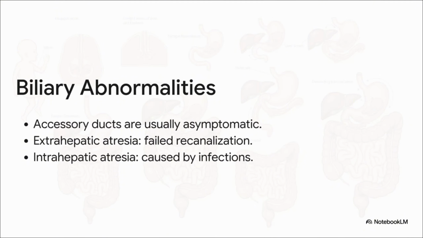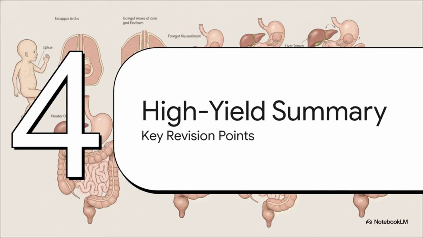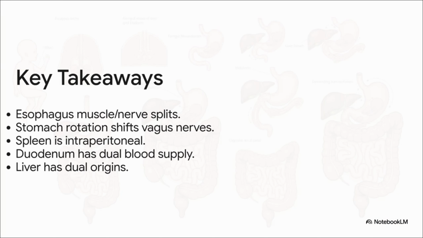Even rarer is intrahepatic duct atresia, seen in about 1 in 100,000 births, which can actually be triggered by fetal infections. Okay, home stretch. Section 6, high-yield exam summary. Let's lock in 5 absolute must-know facts for your exams. Number 1, that esophagus muscle and nerve split. Striated with vagus up top, smooth and splanchnic down below.